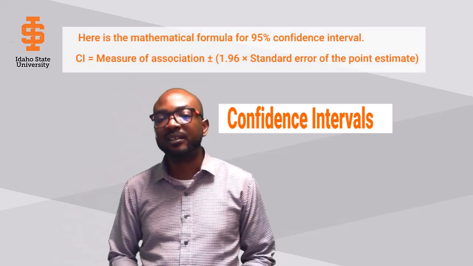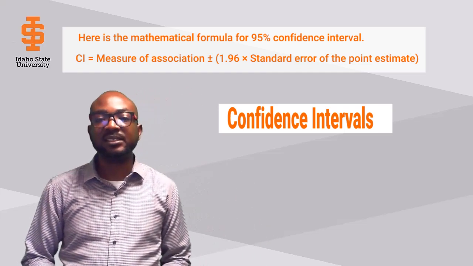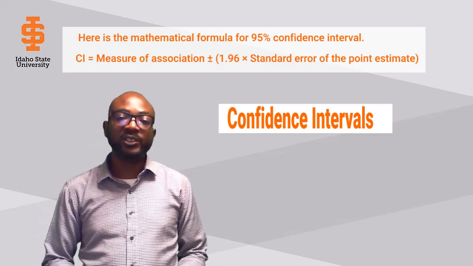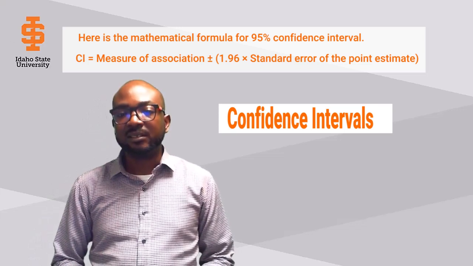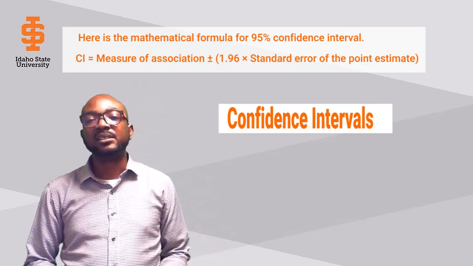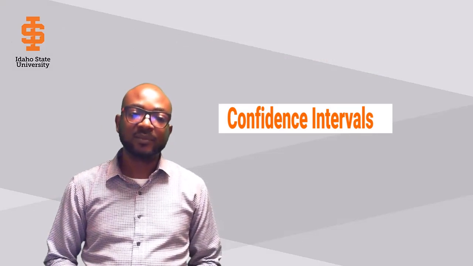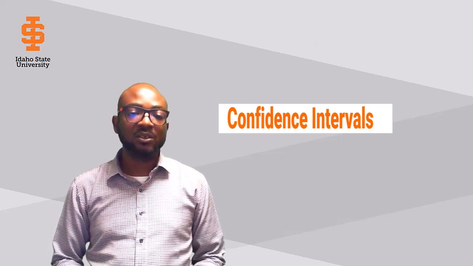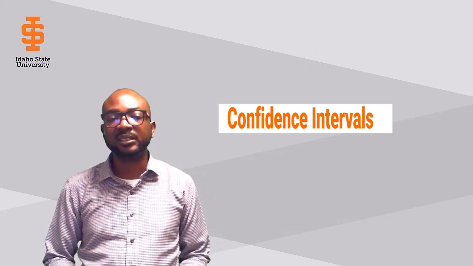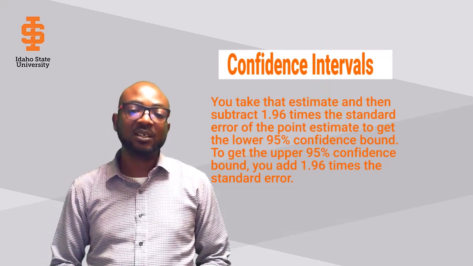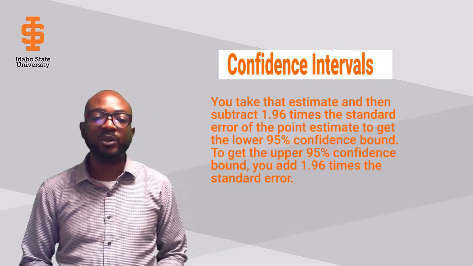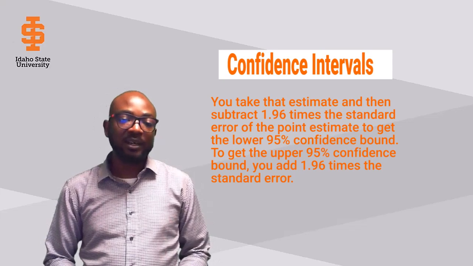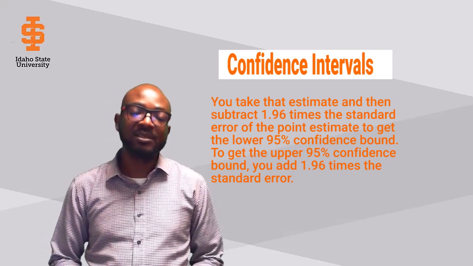Here is the mathematical formula for calculating 95% confidence intervals. The confidence interval is equal to the measure of association plus or minus 1.96 times the standard error of the point estimate. The measure of association or occurrence could be a risk ratio, a prevalence, an odds ratio, or some other value. You take that estimate and subtract 1.96 times the standard error of the point estimate to get the lower 95% confidence bound. To get the upper confidence bound, you add 1.96 times the standard error.